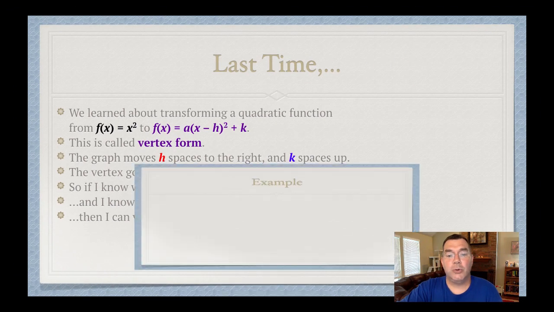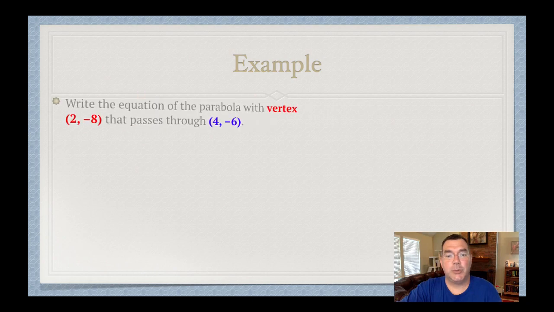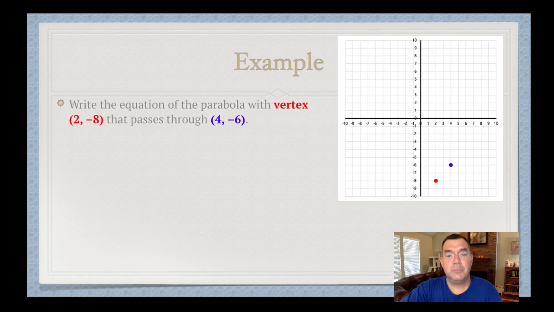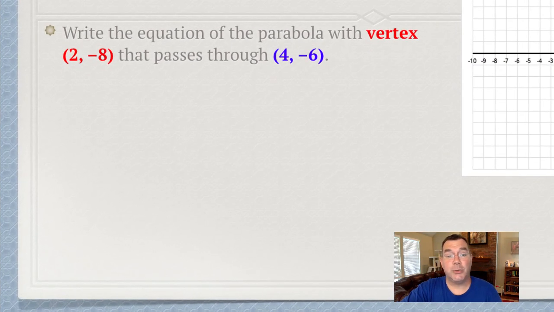So I'm going to go through just two examples with you to get the idea, and I'm going to plot a graph as well so that we can see what's going on. I want to know what the equation is of a parabola that has a vertex at (2, negative 8) and passes through the point (4, negative 6).